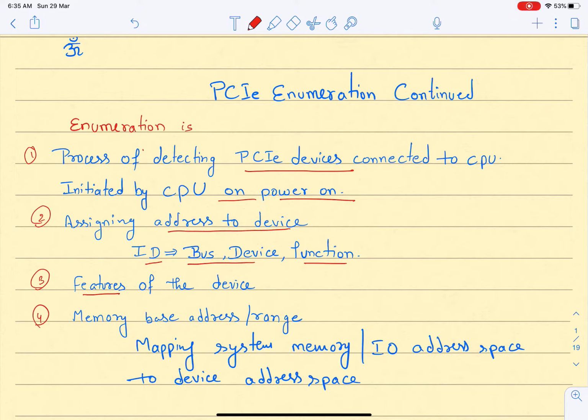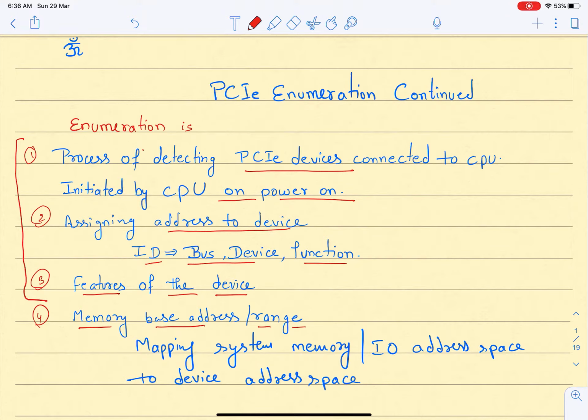Host also identifies the features of the device by reading the configuration space of PCI devices. And the next point that happens in enumeration is memory base address mapping with the system memory as per the range. So we discussed the first 3 points in the previous video on enumeration.